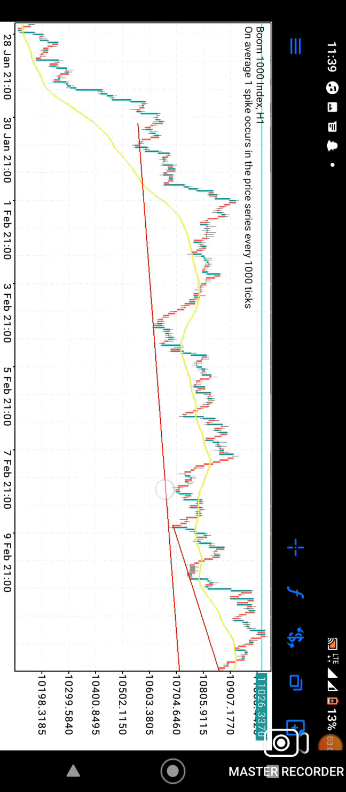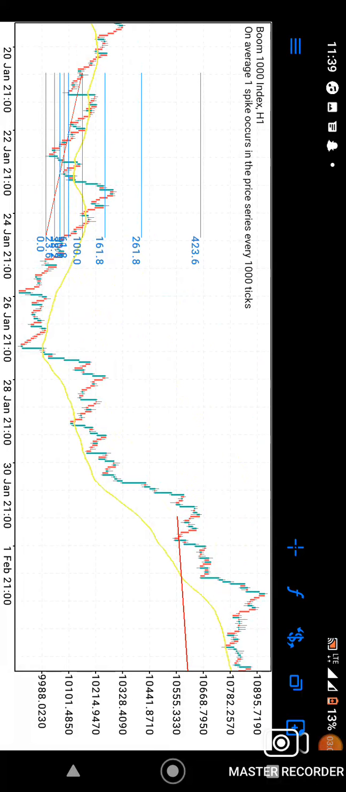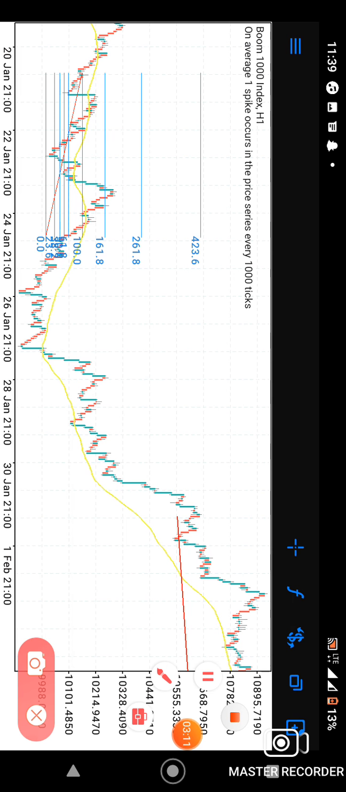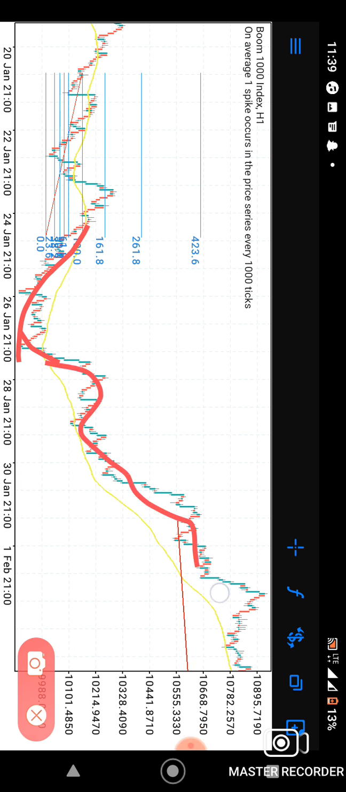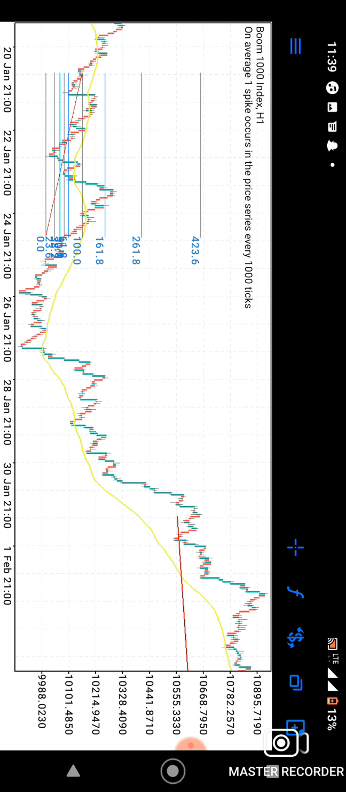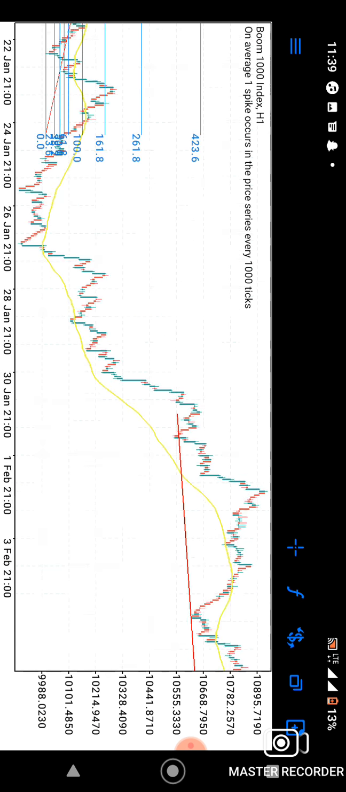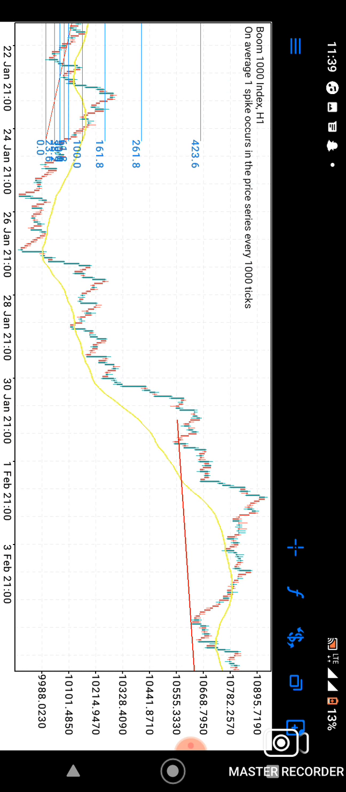Now for an uptrend, you can see here that the market was in a downtrend before crossing this moving average, showing that it's currently in an uptrend. This is just to guide you on trades, or if you're in a trade, or when to exit.